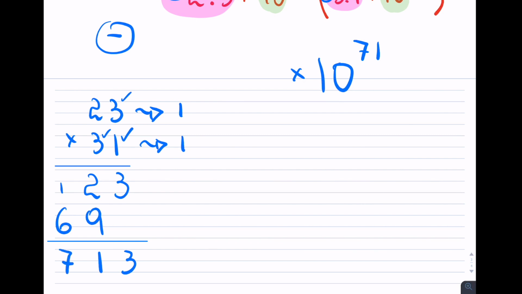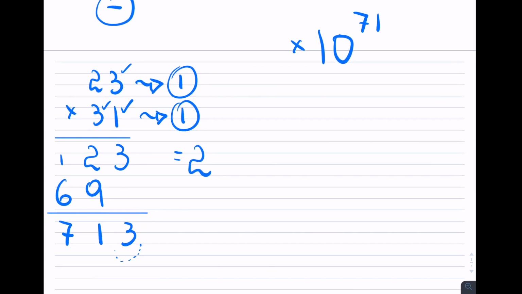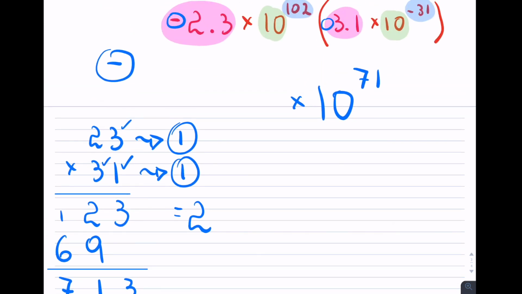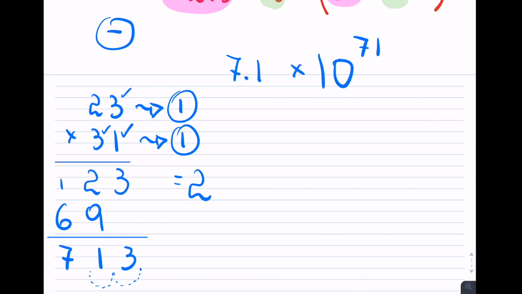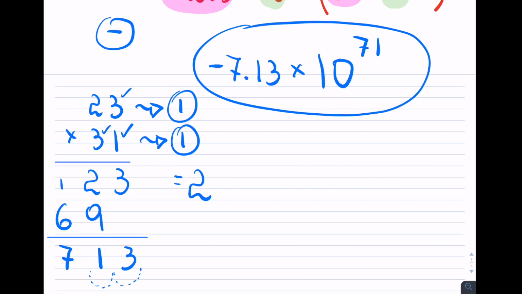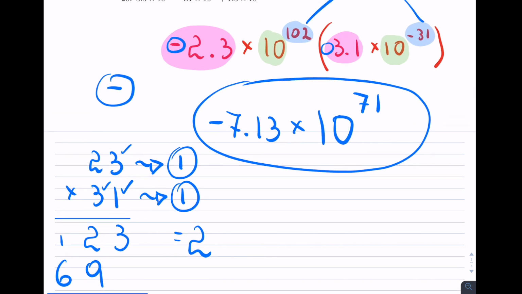That becomes 7. I had 2 decimals in total, so I will bring this back. 1, 2. So my overall answer becomes 7.13, and it's negative. That completes this question. And I do have a mantissa, so I don't have to do anything else.